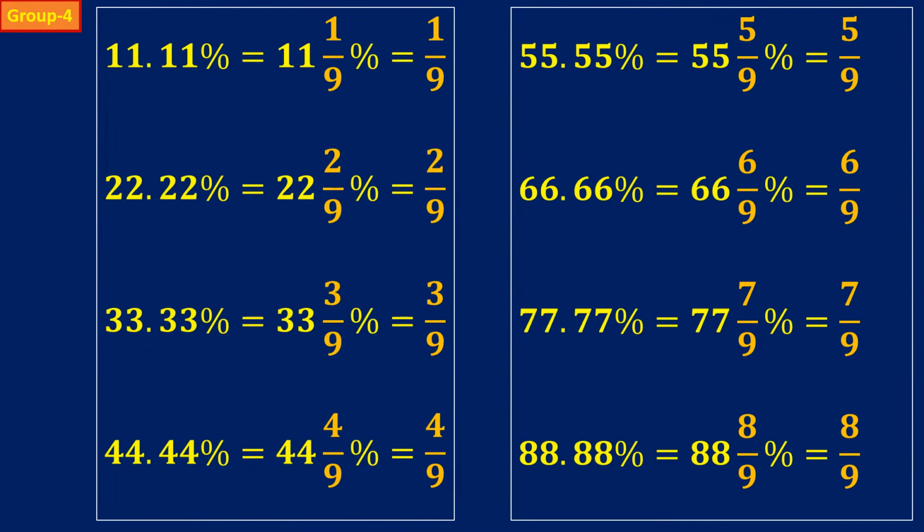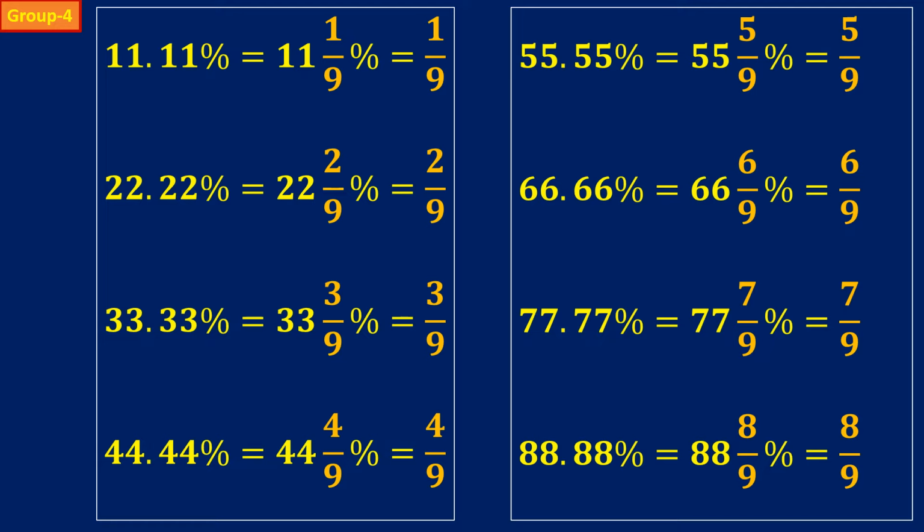In Group 4, 11.11% or 11.1 by 9% is equal to 1 by 9. Let's multiply both sides by 2. We get 11.1 into 2 will be equal to 22.22%, or 22.2 by 9, which equals to 2 by 9.